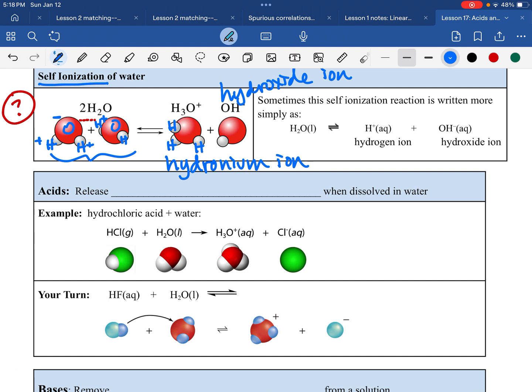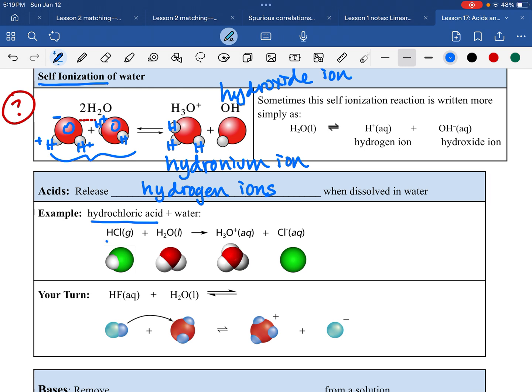So now let's talk about acids. What defines an acid? Well, acids release hydrogen ions when they are dissolved in water. So here's an example. Hydrochloric acid is a strong acid. It's actually the acid that is in our stomach that helps dissolve our food, so it naturally occurs in the human body.